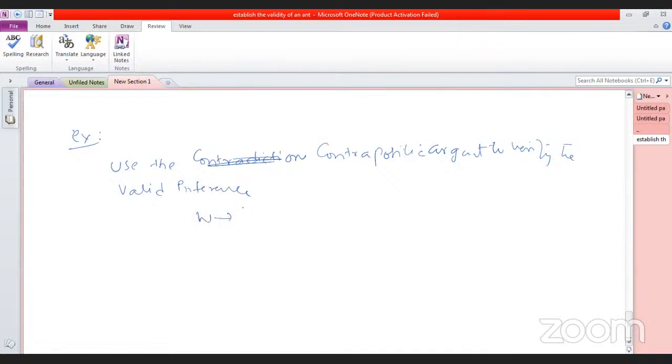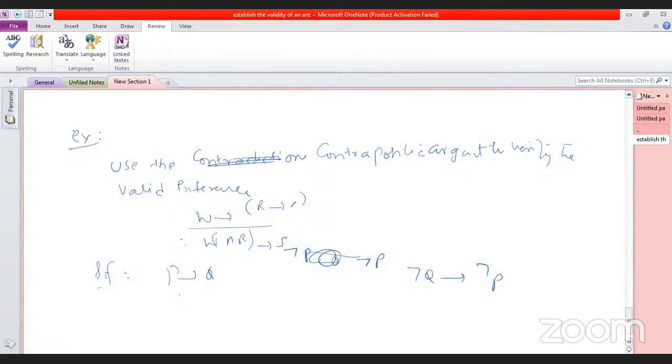W implies R implies S. Therefore W and R implies S. So for the implication, P implies Q. That is the contrapositive: the contrapositive means negation of Q implies negation of P. We are writing it here. Suppose the condition negation of S implies negation of W and R.